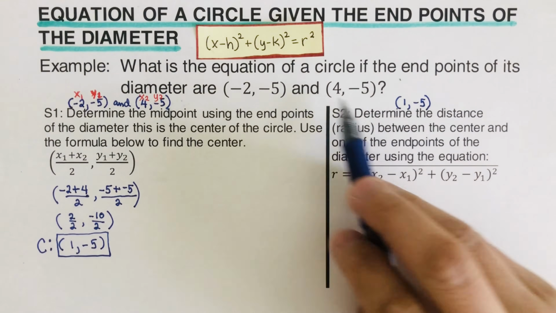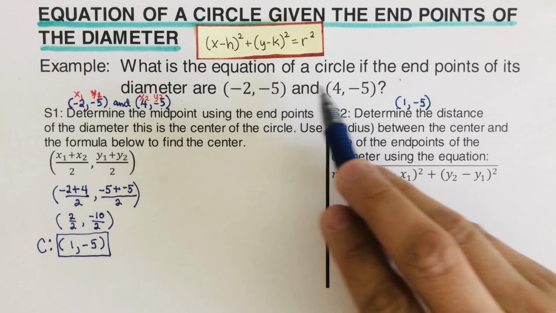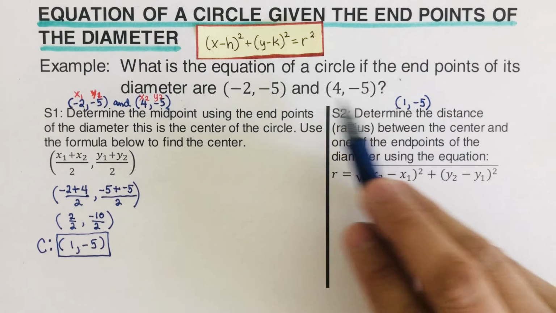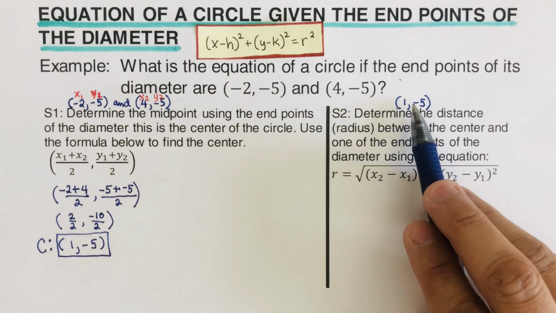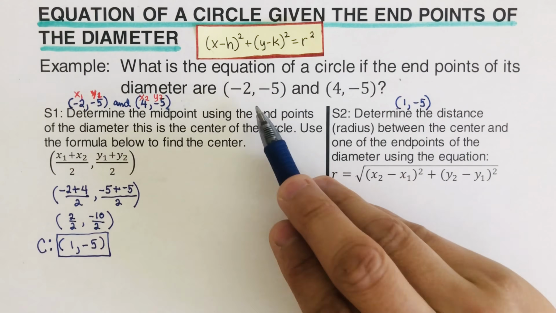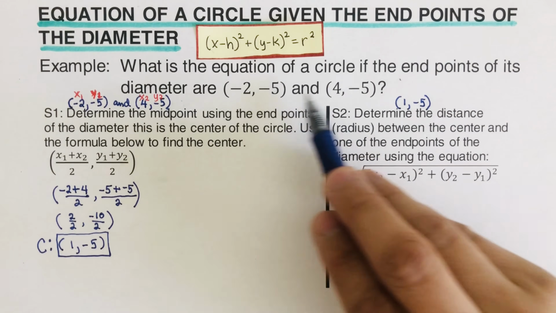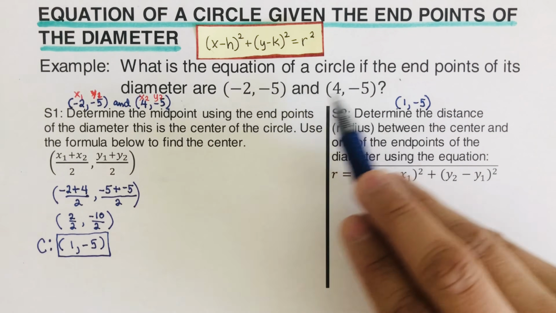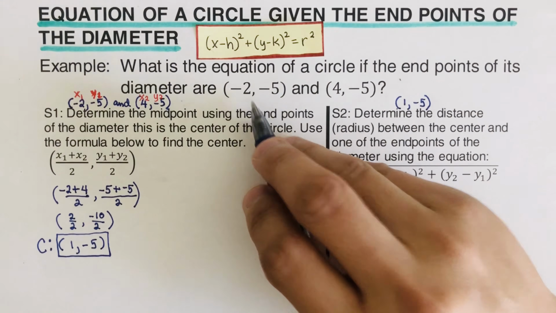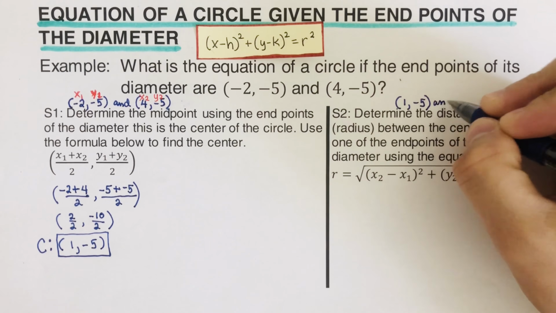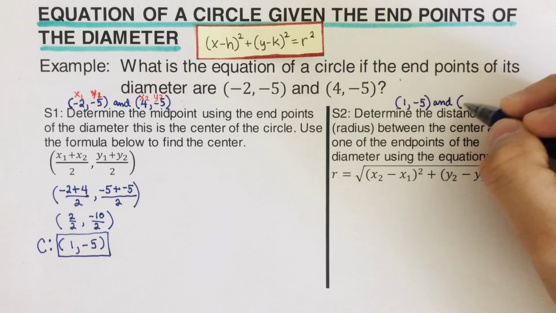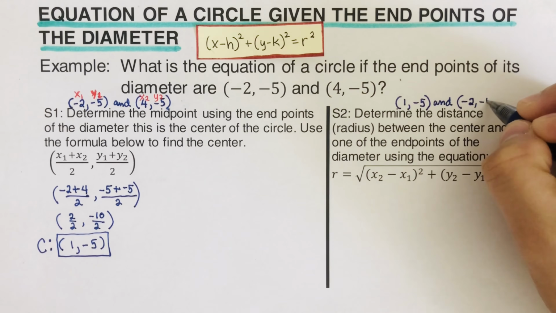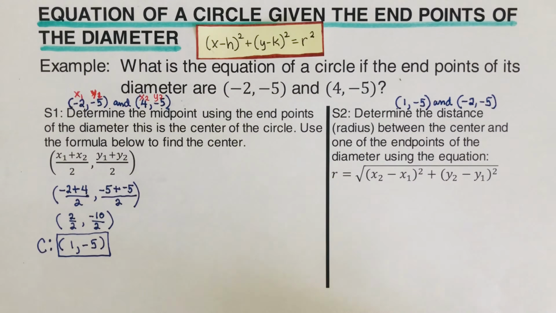And then we are going to pick one of these endpoints because we already have the center, and again, the radius is from the center to any of the points on the circle. So we can pick any of these, it doesn't really matter. So let's just pick the first one here, which is going to be -2 and -5. Again, you can pick the other one. The answer would still be the same.